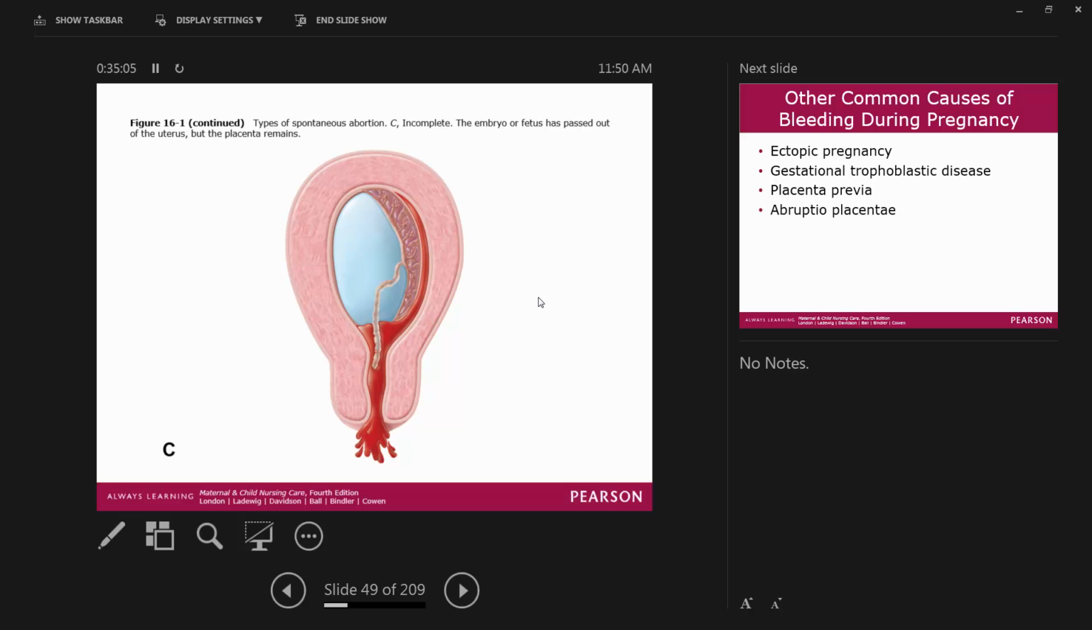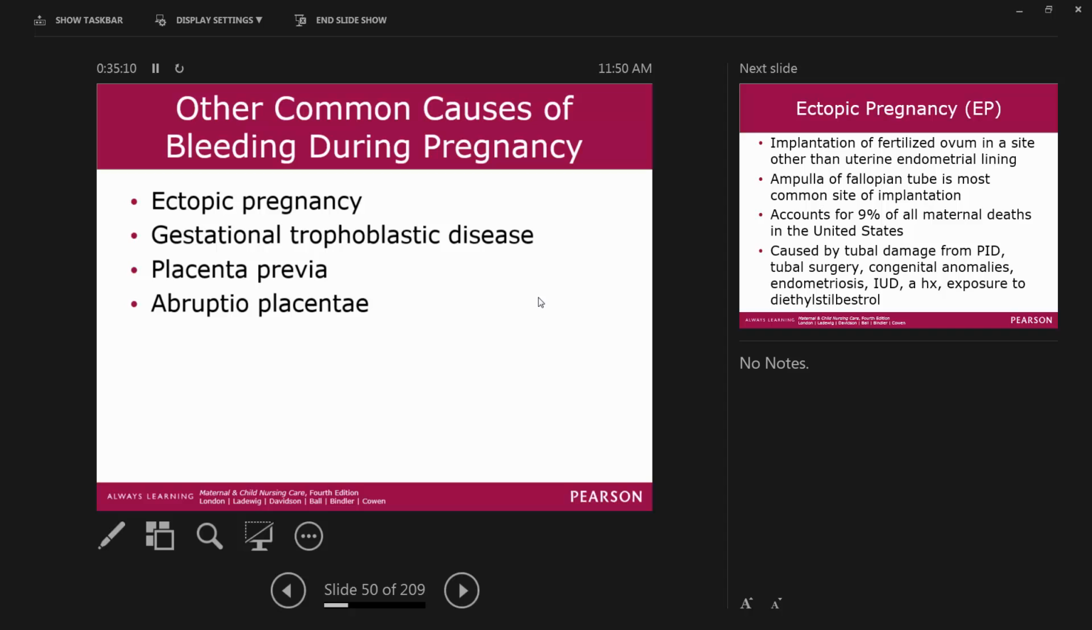Okay. It can be any combination where she passes the baby, she passes part of the placenta, or she passes the placenta and not the baby. So it's still a bleeding issue.